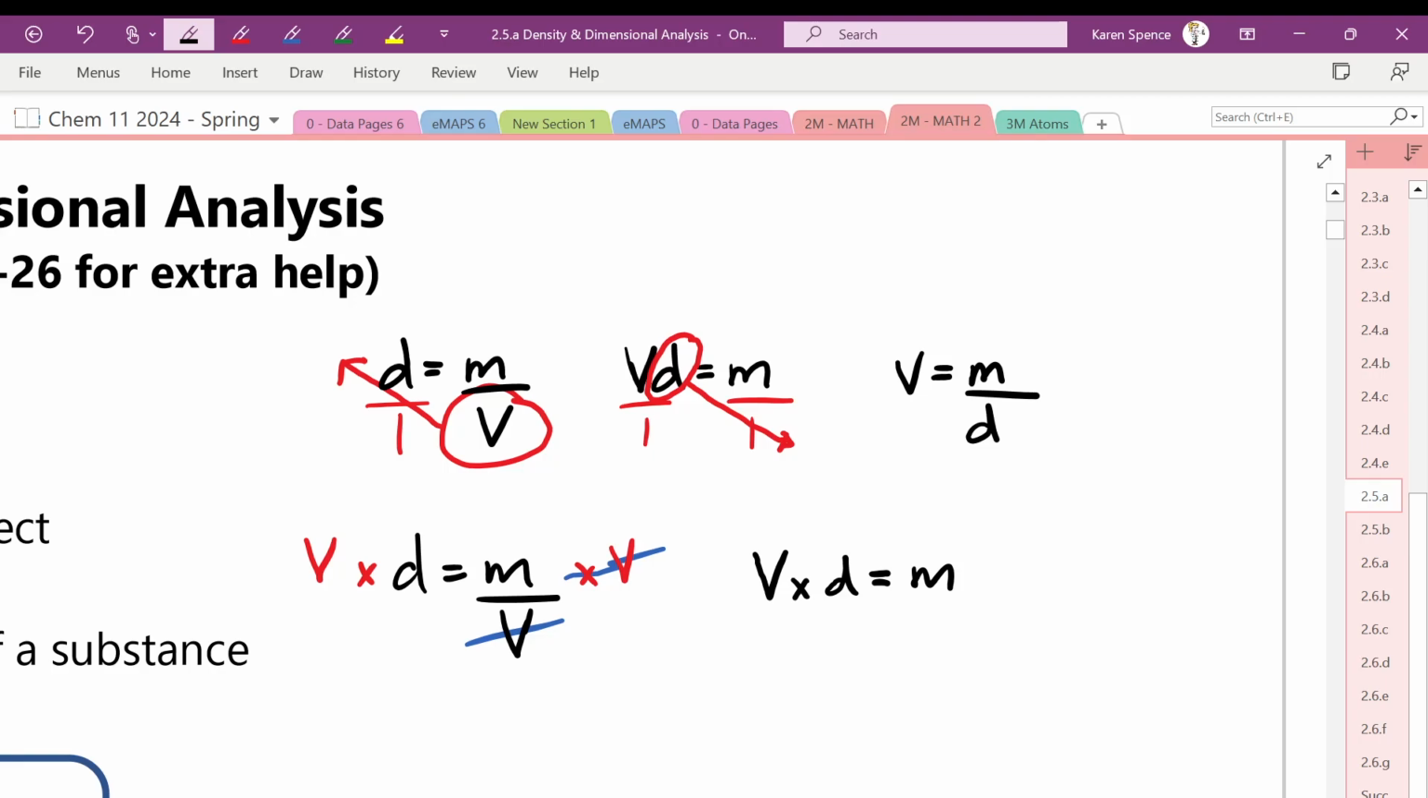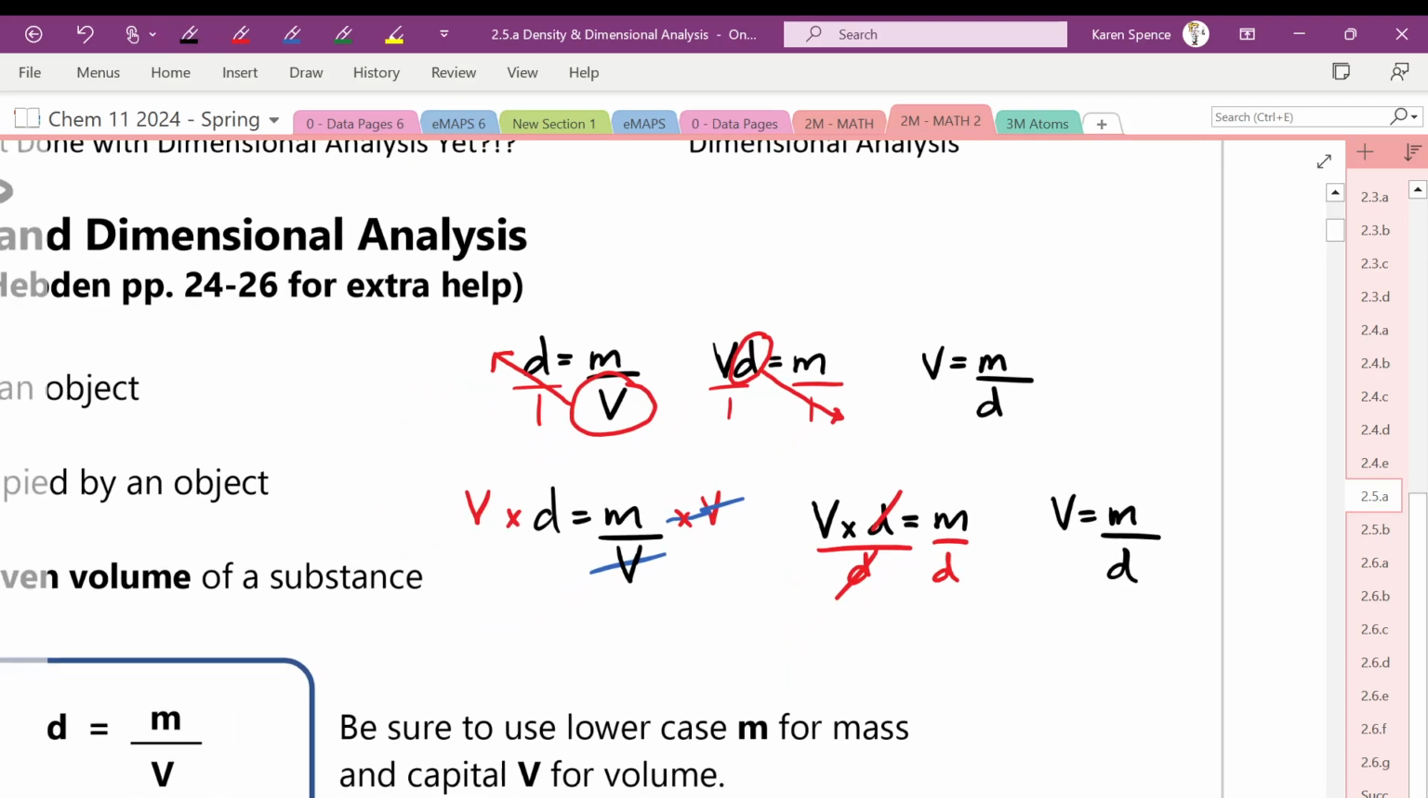You want V by itself, so you can divide both sides by D. The D's cancel here. And once again, you get V equals M over D. I don't mind which method you use. If you can just do it in your head, that's great. If you want to show your work, whichever method you use, as long as you're getting the correct answer, that's great. Now, to be honest with you, I don't even care if you use this formula other than D equals M over V, because you can just use density as a conversion factor, and you can use the conversion factor method. Okay, so we're going to do all of those today.